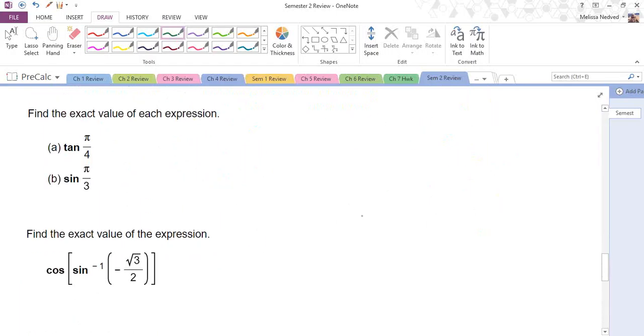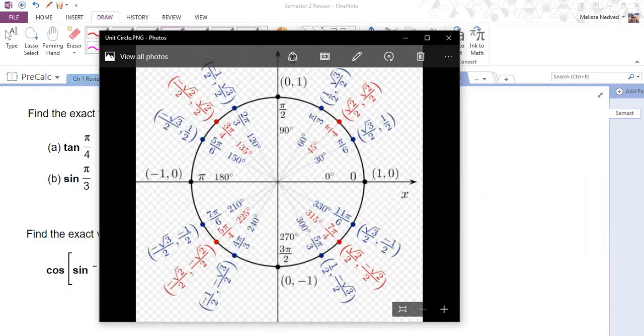Here we just want to find our exact values. This is just, can you read that unit circle, or do you need a refresher on how to do so? So the first one asks us to find tangent at pi over 4, and I've got my unit circle right here.